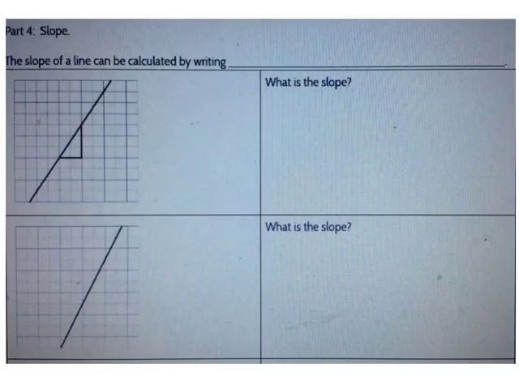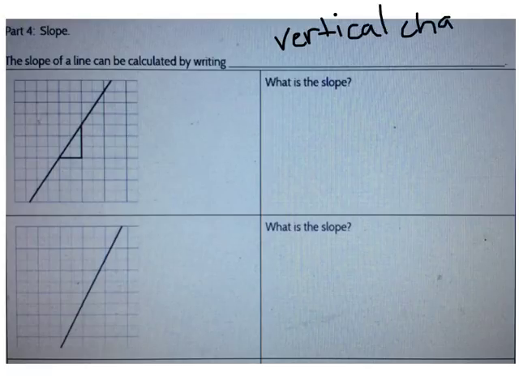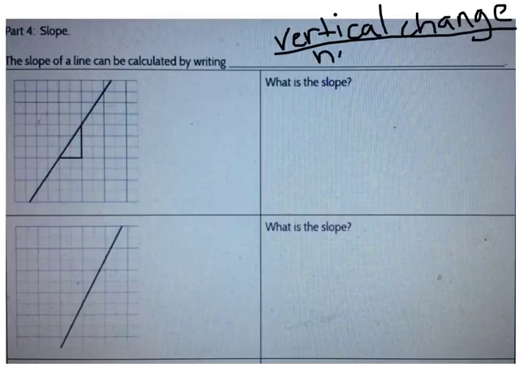We also found slope in this unit. Remember, the slope of a line can be calculated by writing the vertical change over the horizontal change. Let's do a few examples.